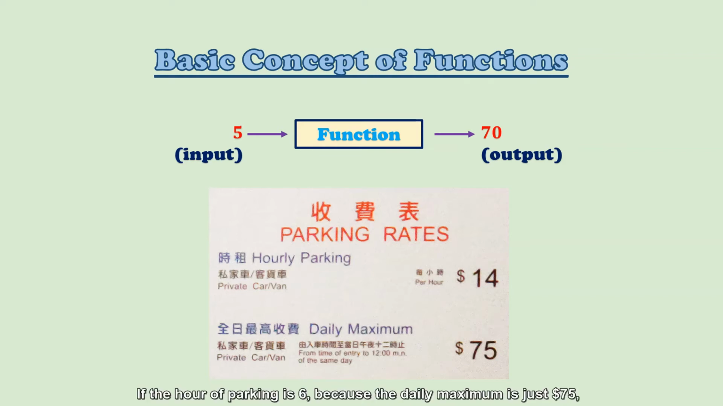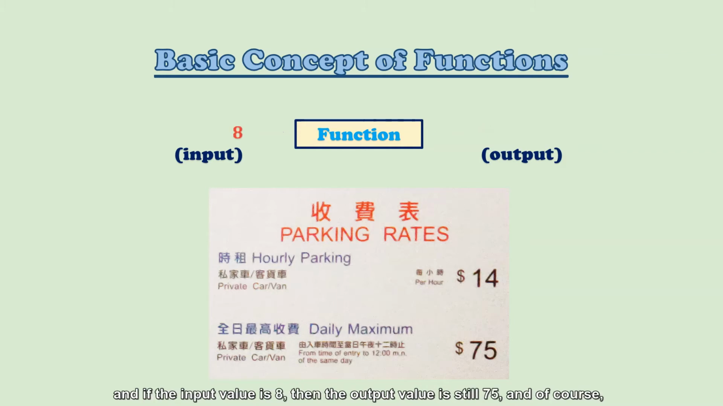If the hour of parking is 6, because the daily maximum is just $75, that means if the input is 6, the output should be 75. Similarly, if the input value is 7, the output value should be also 75. And if the input value is 8, then the output value is still 75. And of course, it is assumed that these 8 hours happen within the same day.